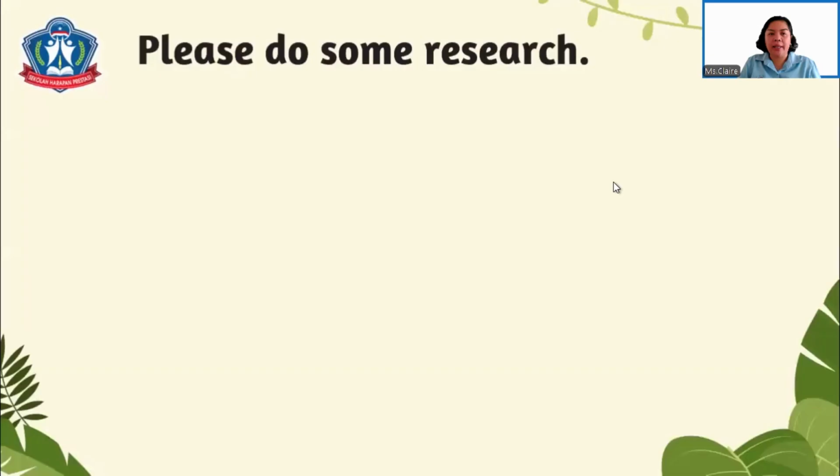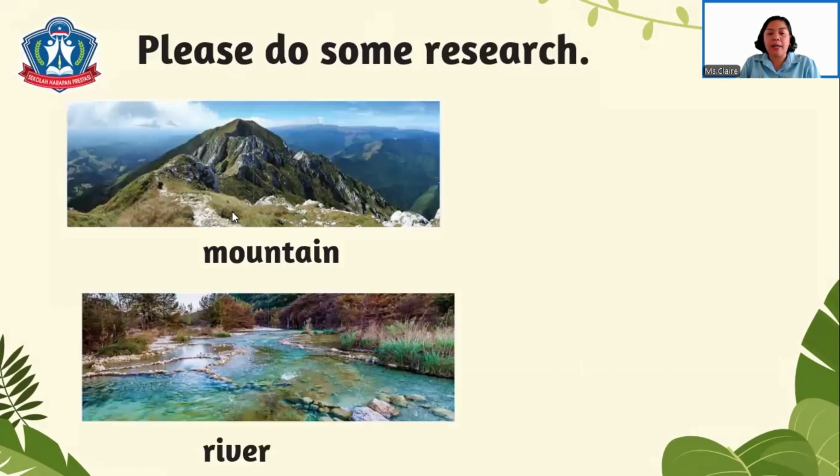Okay, take a look here. Please do some research, children. After you watch this video, please do some research about mountain and river. Do you know river? Are you familiar with this? This is flowing water that comes from the mountain and it will end at the sea or ocean. So please do some research.